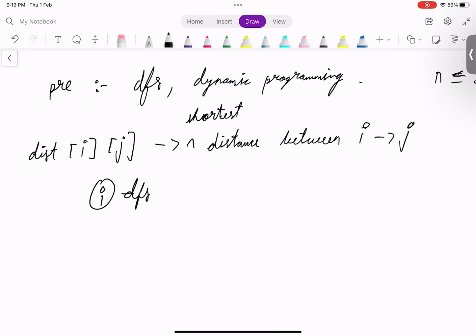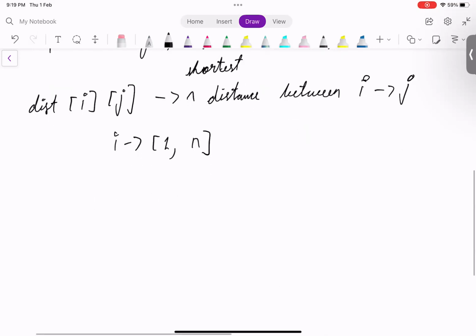Now fix some other node and then calculate the distance. Similarly, fix each and every node, and for every node, do a DFS and find the distance to all other nodes, like a pre-computation. So from 1 to n, fix the ith node, do a DFS and find the distance to every other node j. That's what distance of i j denotes.